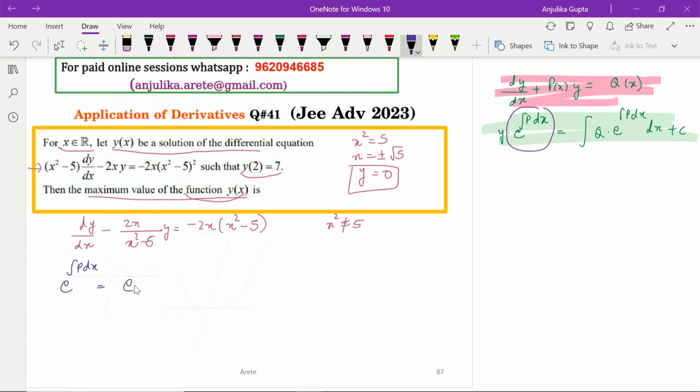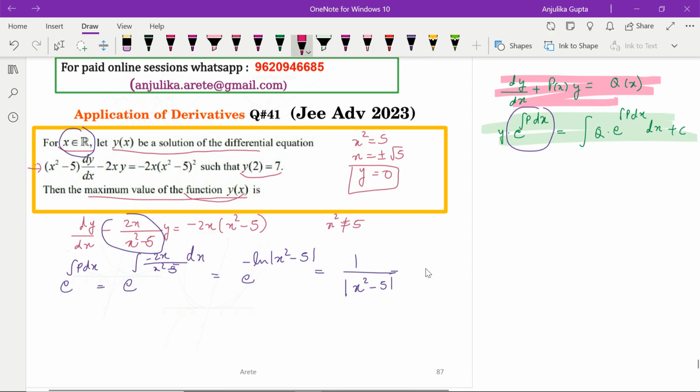Let's try finding out. What is my p? This whole thing is your p: minus 2x upon x square minus 5, dx. Integration is not a problem because you end up getting minus log mod of x square minus 5, right? We have to put a mod because x is any real number. We don't want this to be negative. Log of a negative is not defined. So you end up getting the integrating factor to be 1 over modulus of x square minus 5.